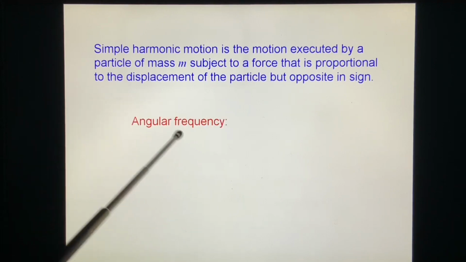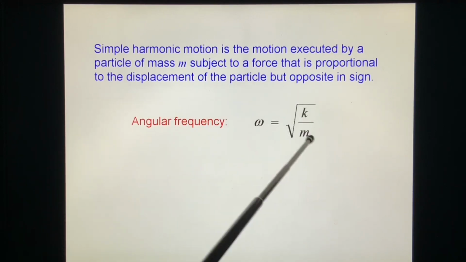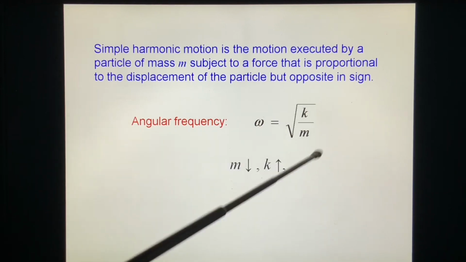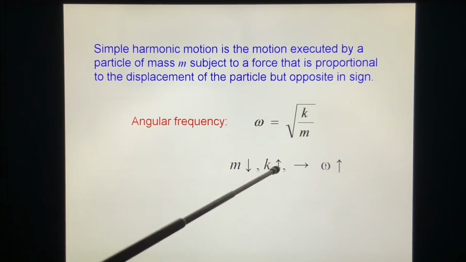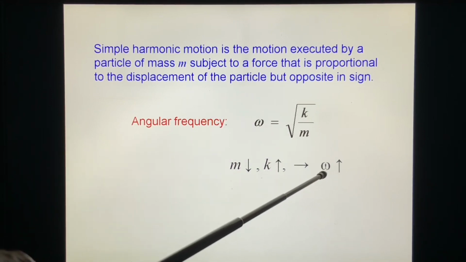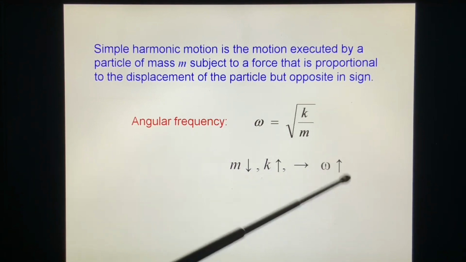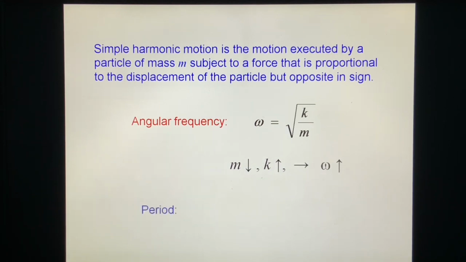Angular frequency omega equals the square root of K over M. When M is smaller, omega is larger. When K is larger, omega is larger. When omega is larger, T is smaller. So the period T is 2 pi over omega, which is 2 pi times the square root of m over k. This formula you have to remember.